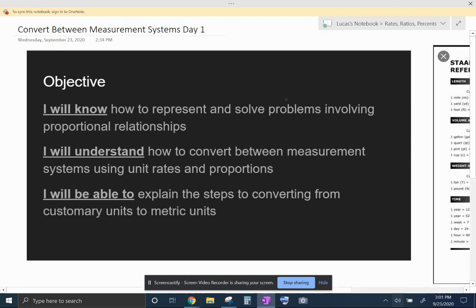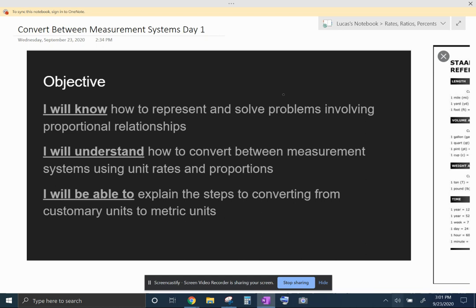Welcome, class, to another wonderful lesson today. Today we are going over converting between measurement systems. This is our day one of working on it. We'll also be working on it tomorrow. Let's go over our objectives.